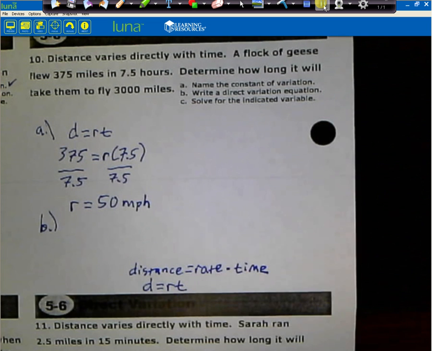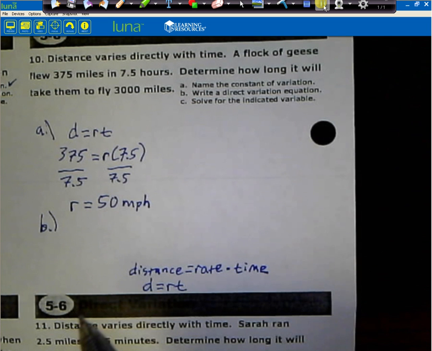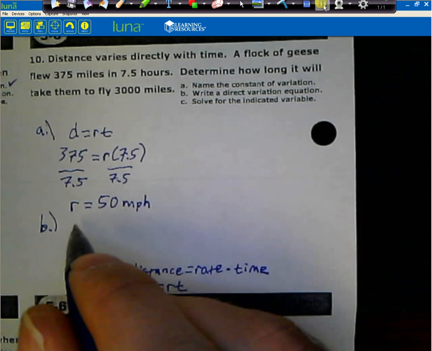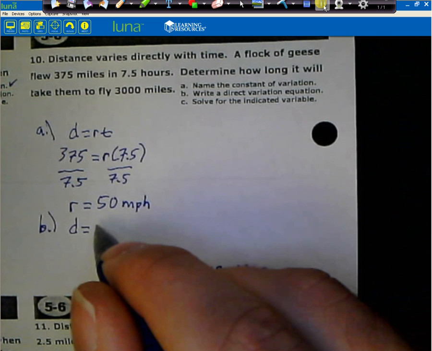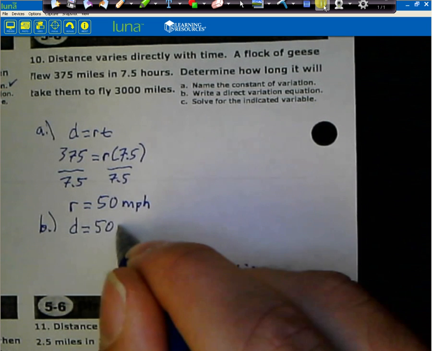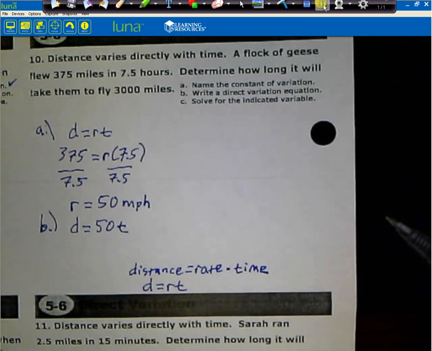And just like before, the next thing we're going to do is write our direct variation equation, which just means that we're going to be plugging in that constant of variation. So D equals 50T. That is my direct variation equation.